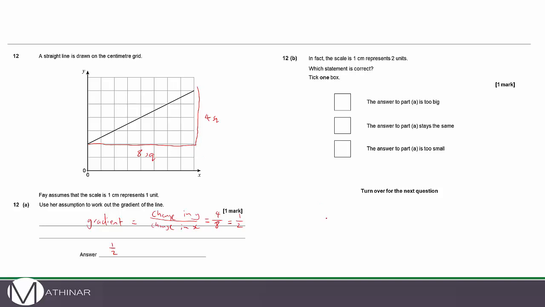So let's look at what the gradient would be now. Change in y divided by change in x. So the change in y, 4 centimetres, which is 8 units now, and 8 centimetres, which is now 16. So 8 over 16, this will simplify to a half. So our gradient stays exactly the same.